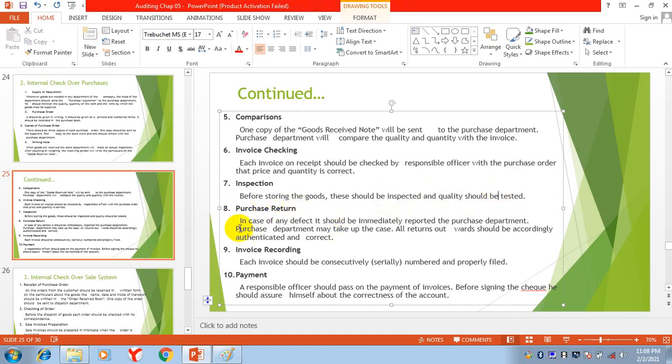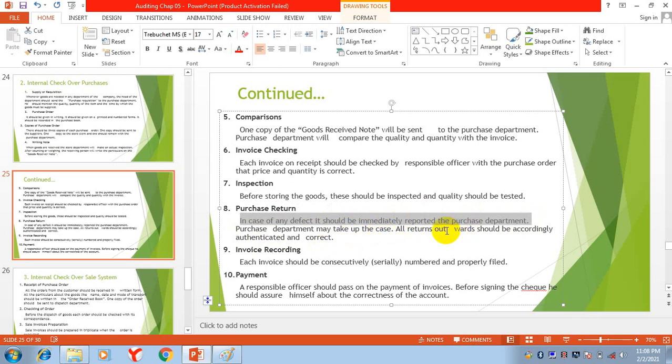Purchase return. If some goods are defective, what will we do? We will return these goods. In case of any defect, it should be immediately reported to the purchase department. If the goods are defective, we will inform the purchase department that these goods are defective. The purchase department may take up the case. They will take the case.